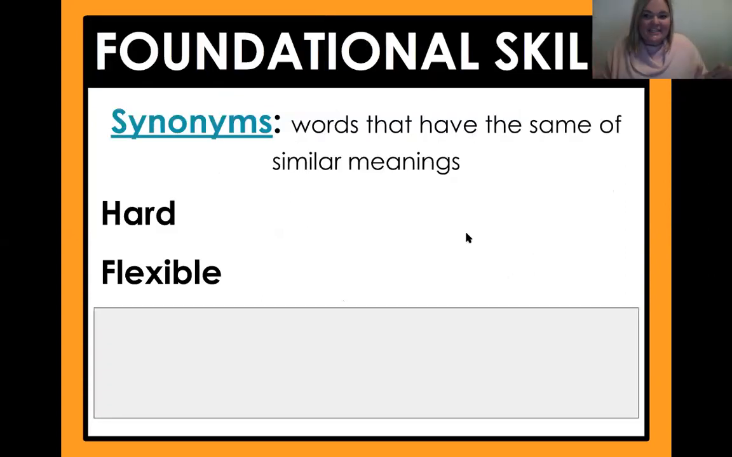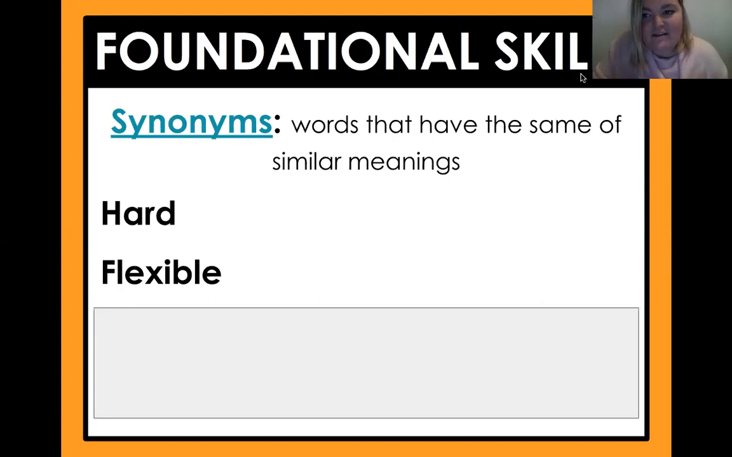Now, today's foundational skill, we're moving on from suffixes, and we are going to talk about synonyms. It means words that have the same or similar meaning. If you've never heard the vocabulary song, that's what always helps me remember what a synonym is. It goes, synonyms, it means the same. So many words are in a name. It always makes me remember that they're words that mean the same thing.